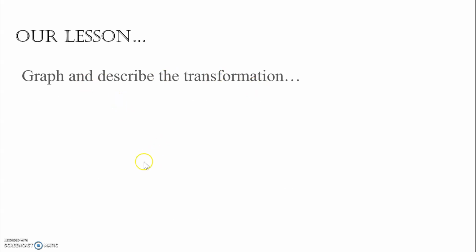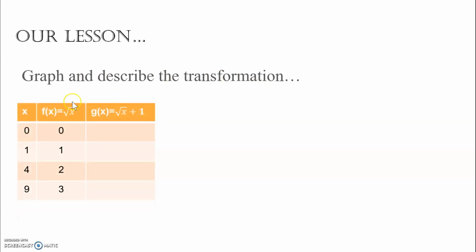Graph and describe transformation. So I'm going to start with the parent function f of x equals the square root of x. These are the x values that I will use for the graph of this parent function. If I plug in 0, the square root of 0 is 0. If I plug in 1, the square root of 1 is 1. Plug in 4, the square root of 4 is 2. And plug in 9, the square root of 9 is 3.